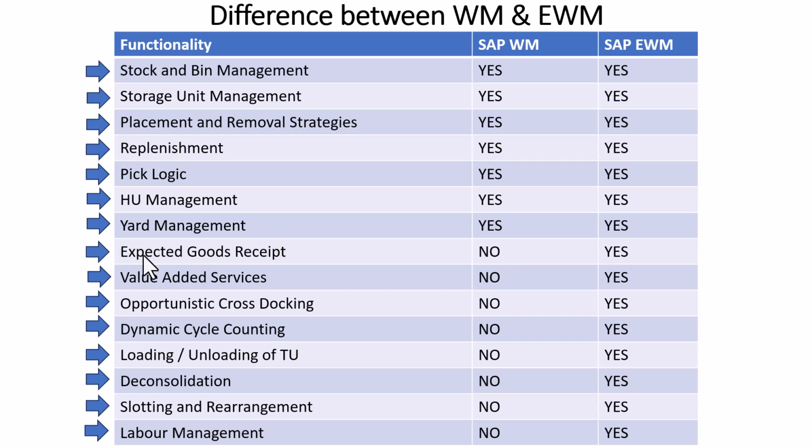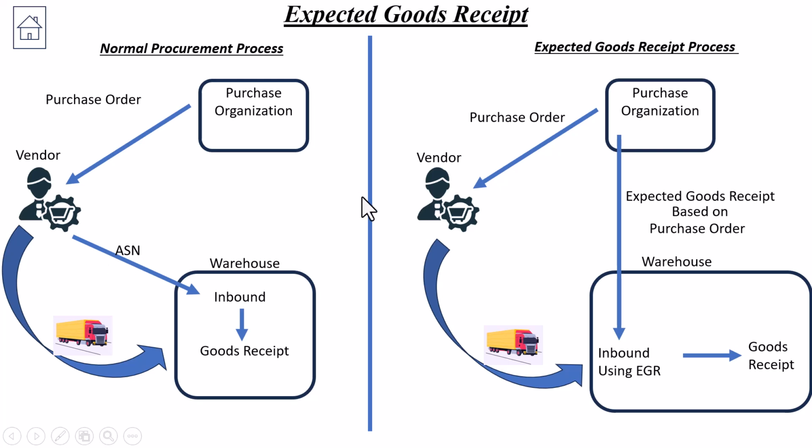So the functionality is expected goods receipt. So let's get into the topic. Now let's explore what is expected goods receipt. As you can see, this is the normal procurement process and this is the expected goods receipt process.